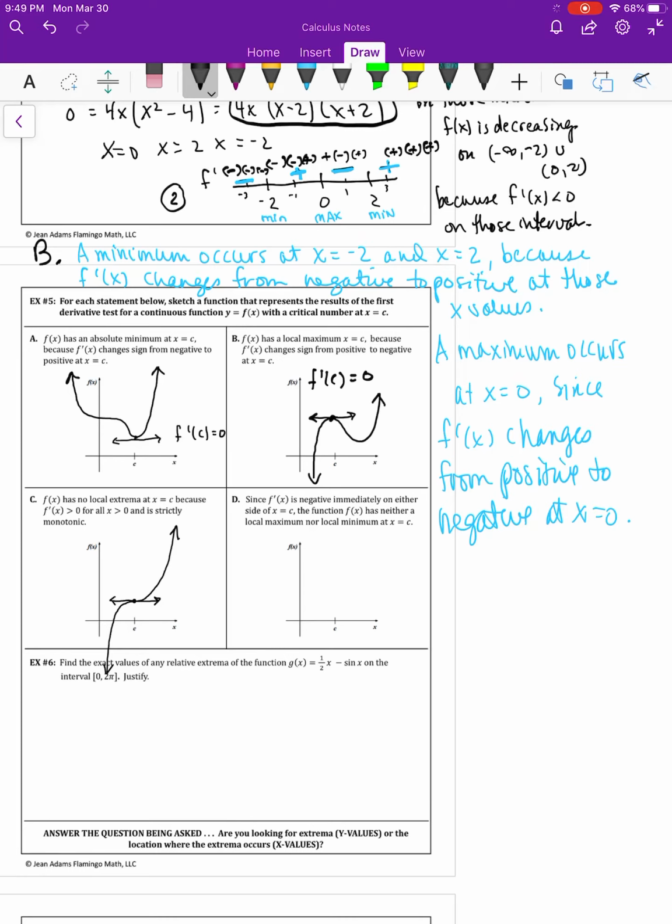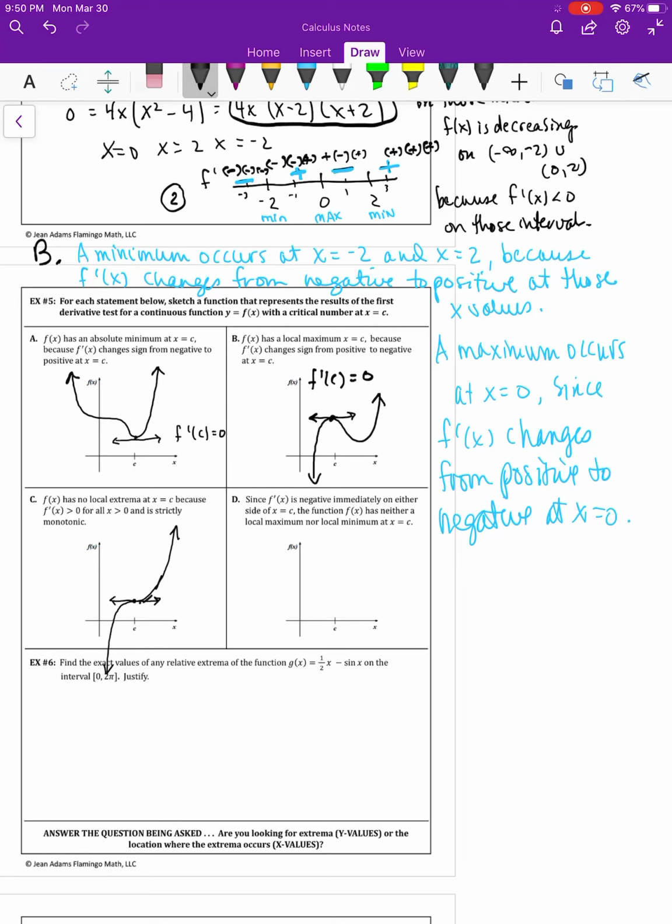Has a derivative of 0 at c, just like we did on that other one at the very beginning of the notes. It flattens out, but the derivative is positive, positive, positive, then it goes to 0, but then positive, positive, positive. Do you see how those derivatives don't change there? So that's what this would look like, and it's strictly monotonic.